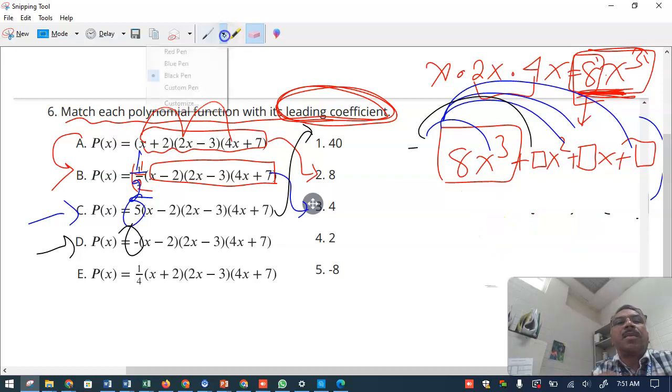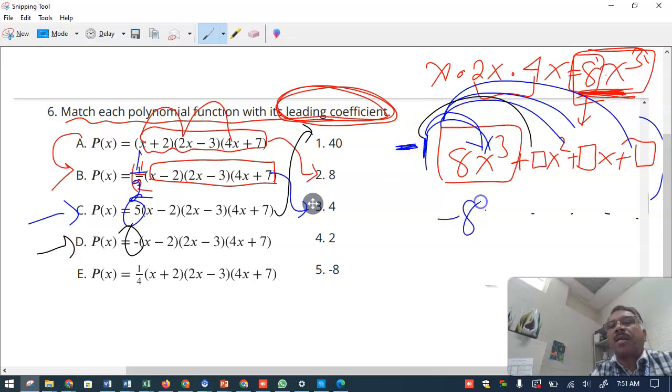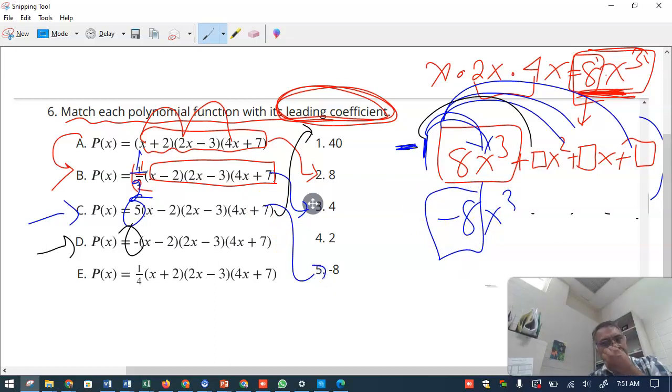Okay, so multiplying by minus 1 here. Minus 1 times this will be minus 8x cubed. So this becomes the leading term, and it will go here. And I hope you're understanding what I'm saying.